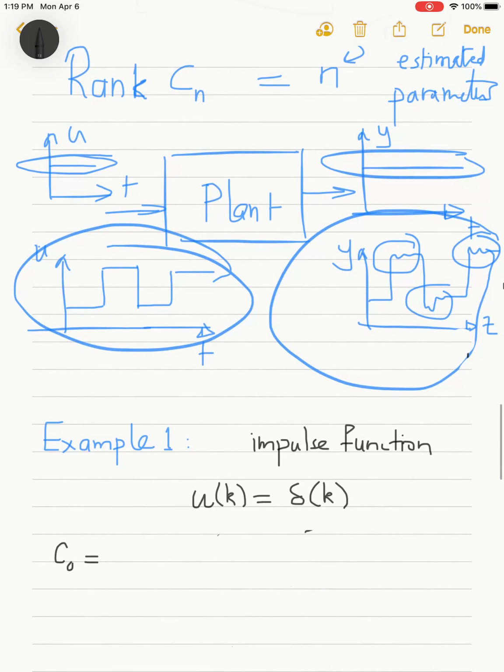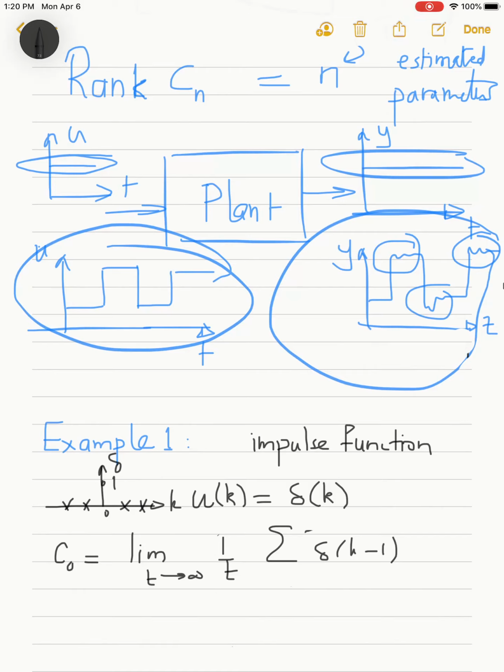The first signal that I'm considering here is the delta function, and we know that the delta function, if we plot it, it will have value 1 at 0, and it is 0 otherwise. So if we calculate the coefficient C0, it would be the limit as t goes to infinity of 1 over t, the summation of delta(k-1) squared, where k goes from 1 up to t.